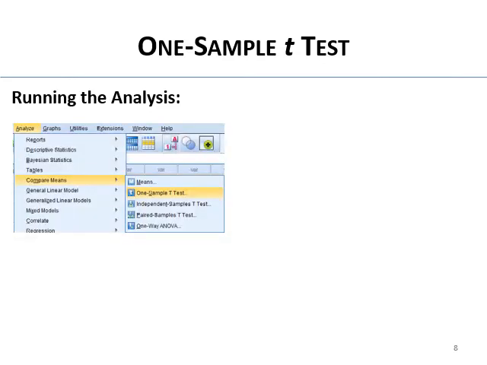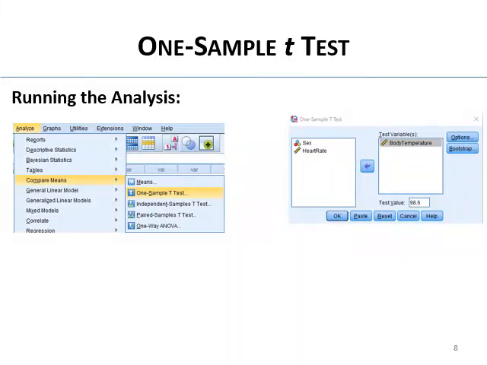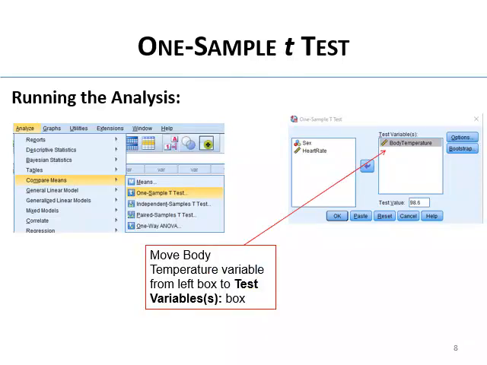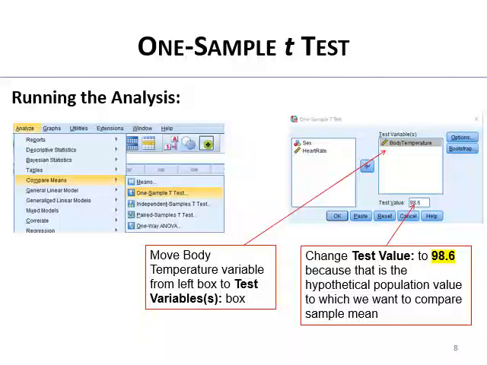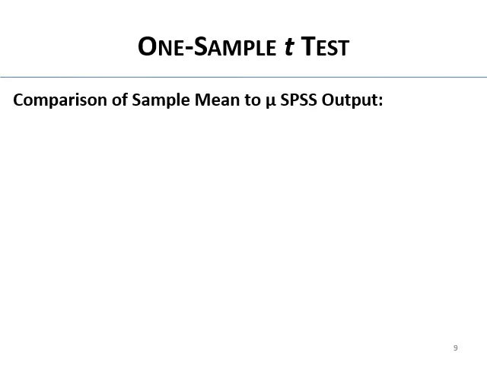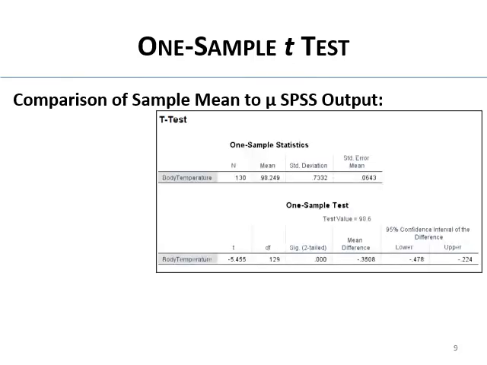So let's actually run it in SPSS. We go to Analyze, Compare Means, One Sample T. You get this little box, and what have we done here? We've thrown body temperature in the box on the right. The other thing we had to do was see where it says test value. We actually put 98.6 in there. I think the default's 0. We want to know if the sample differs from 98.6. So here is the sample mean compared to mu. This is what you get on the SPSS output when you click OK.